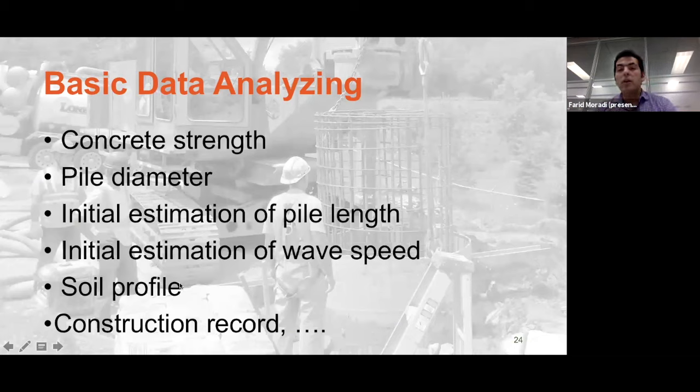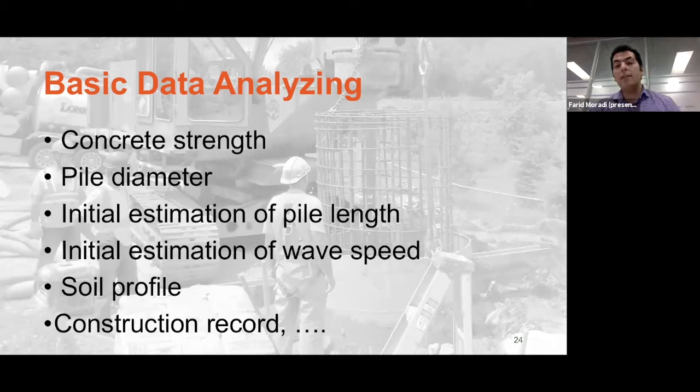When you go to the data analysis using ASTM D5882 for pile integrity testing, any piece of information helps you to better understand the condition of your piles and to better interpret your results. If you know about the concrete strength, it's very good because you know the quality of your concrete, and you can estimate your wave speed.